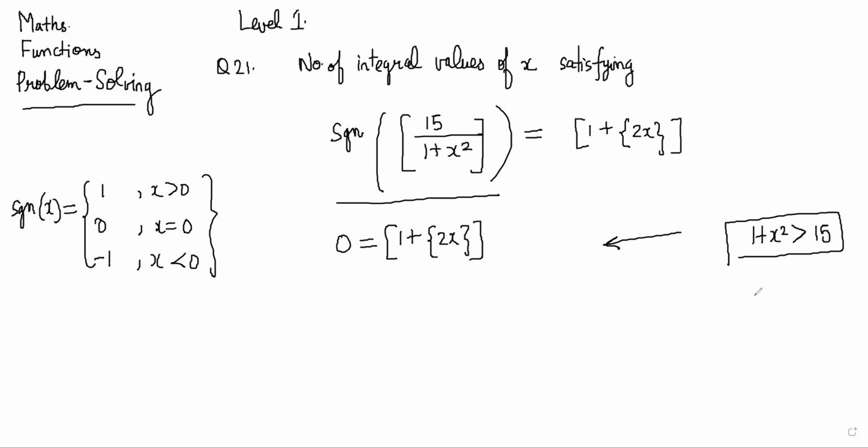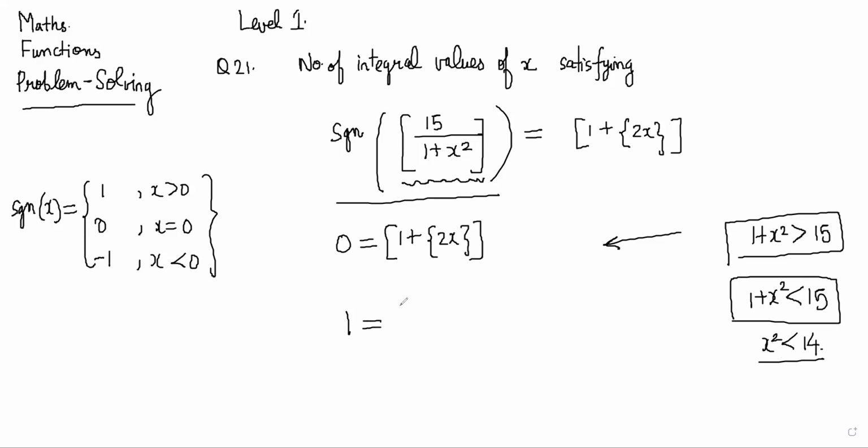If the second case is 1 plus x square is less than 15, basically this means x square is less than 14. x square values can go from 0 to 14. The GIF value will depend on that, but it is positive, so the signum will always be 1. The GIF will change depending on x, but it is going to be positive. So it is always 1. That is the second case.